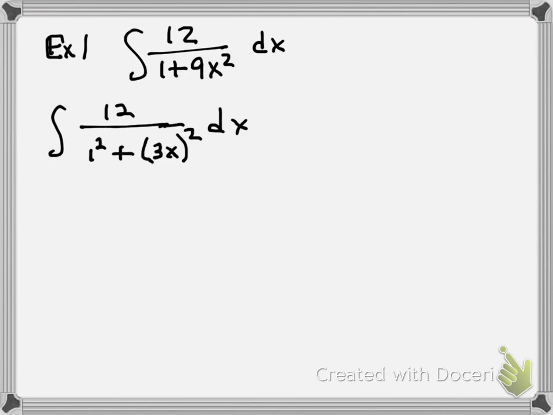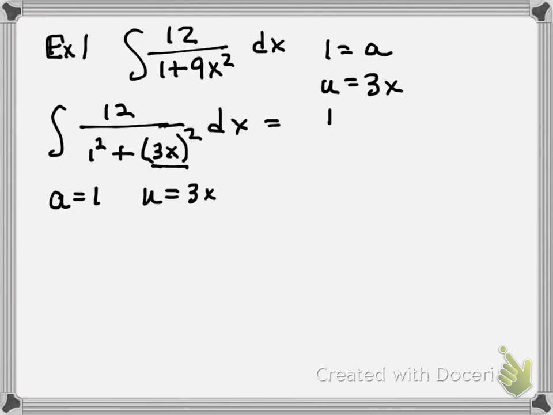Alright, so I have a 12. That 12 you're going to think about as coming out front. You do have something that's more complicated than just a u. So your a is going to equal 1, and your u is going to be a 3x. I should probably write those over here. A equals 1, u equals 3x, and of course that means that the derivative of u with respect to x would be 3. And so if I multiply both sides times a dx and then divide by 3, I'll have 1/3 du equaling dx.